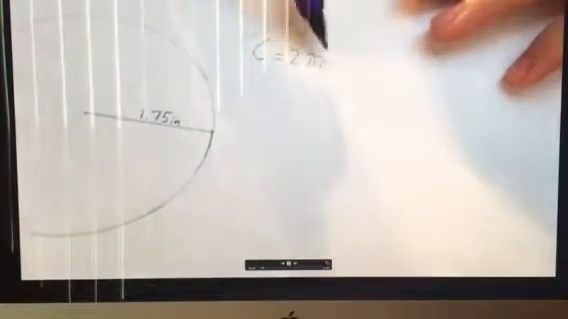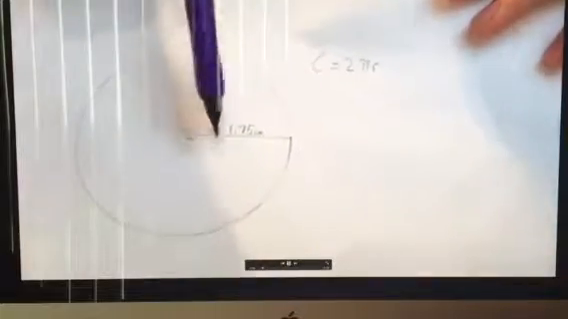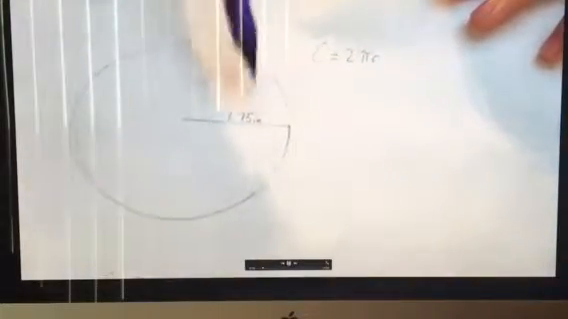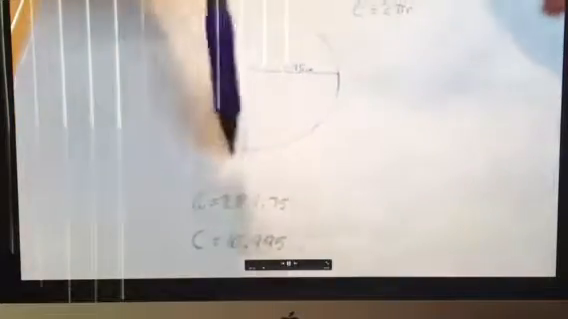Next, we're going to talk about the circumference of a circle. So, our formula to find the circumference would be 2 times pi times the radius. So for our example, we have our radius, which is 1.75, right? Now we plug it into our formula, we get 2 times pi times 1.75. When we multiply all of that together, we will get 10.995 for our circumference.